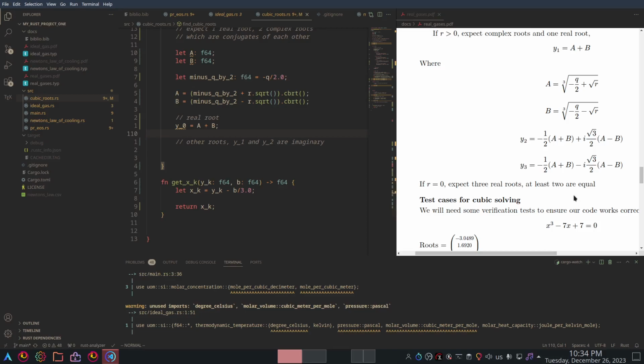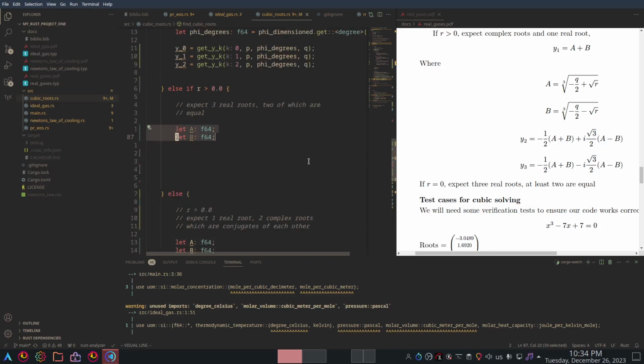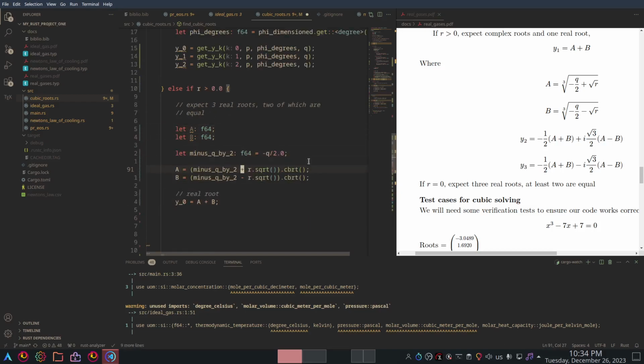Now let us calculate the r equals to 0 case. Now again, if r equals to 0, then a equals to b, because square root of 0 means minus q by 2 plus or minus square root of 0 is still minus q by 2. So I'll just copy most of this code over, except I will delete the r square root here, because that's kind of redundant. So it's minus q by 2, and you do a cube root.